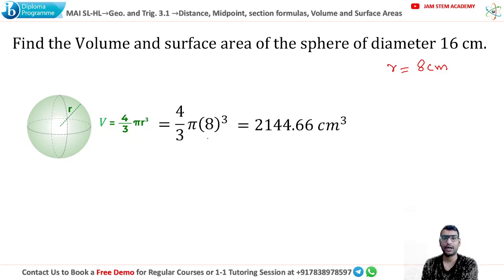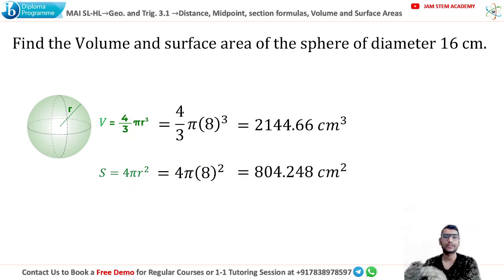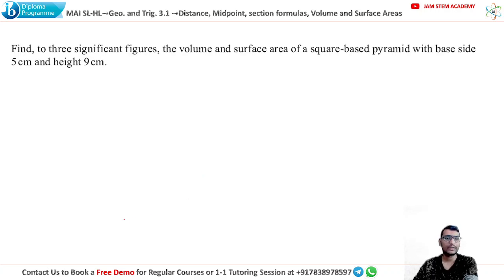Now, after simplifying it, you will get 2144.66 centimeter cube. Similarly, we can find the surface area, which is given by 4 pi r squared. Again, plug in the value of r here, and you will get the surface area value, which comes out as 4 pi times 8 squared, meaning 804.248 centimeters squared. In case of a sphere or the circle, we have only radius, right?